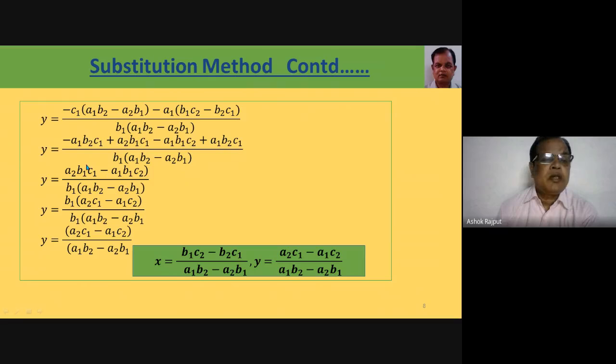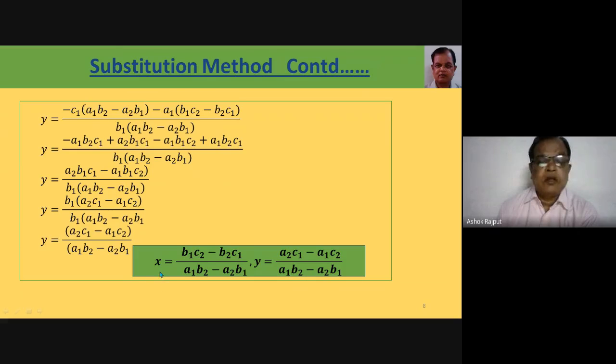Here we are seeing b1 is common, and here in the denominator we have written b1 times a1 b2 minus a2 b1. So we have taken b1 common, then the bracket a2 c1 minus a1 c2. b1 and b1 are cancelled here. Then here will remain the value of y as a2 c1 minus a1 c2 by a1 b2 minus a2 b1. In such a way we have found the value of x already, and the value of y is here.